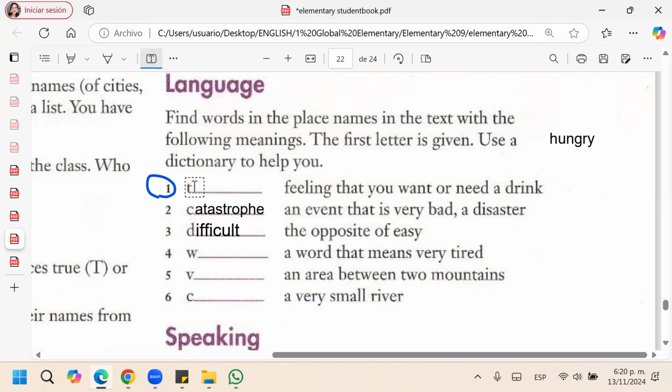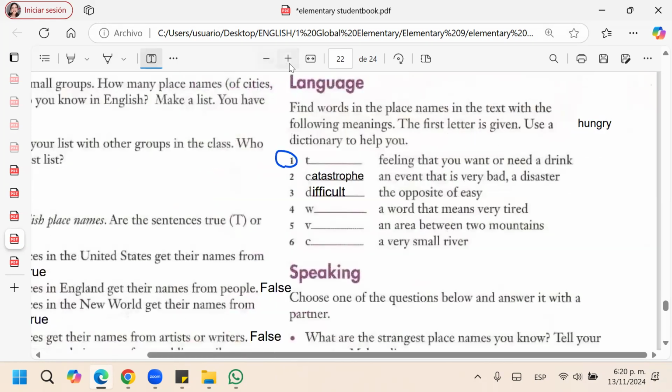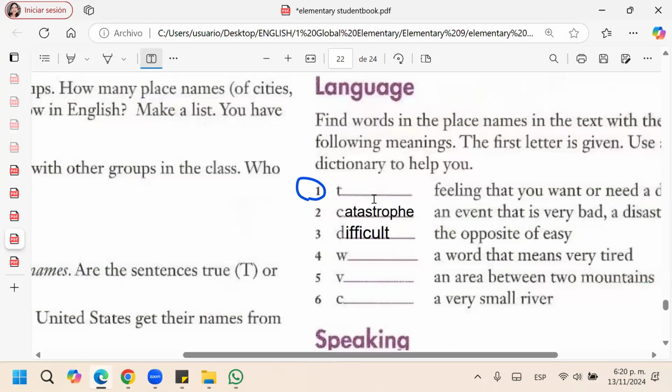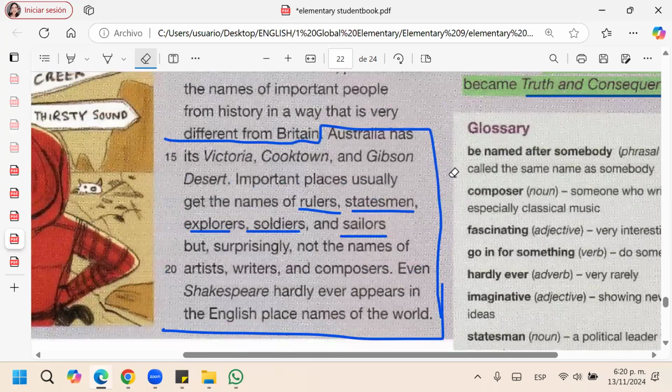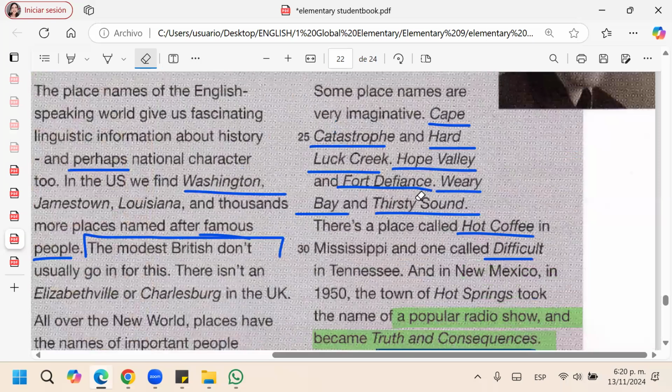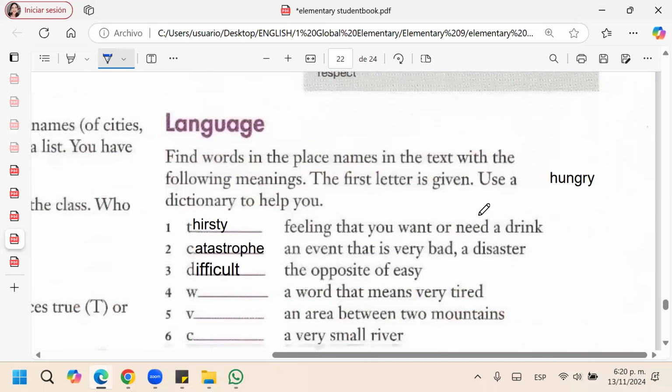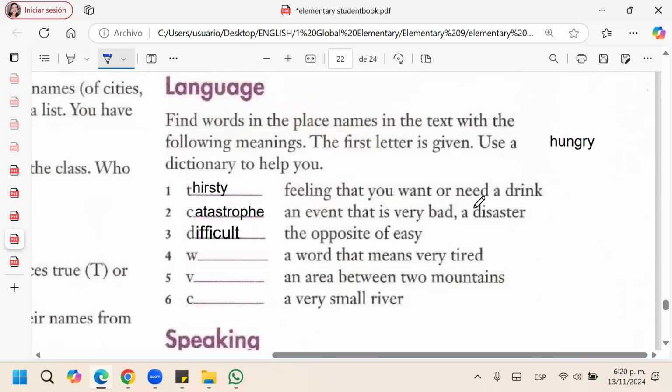Yeah. Thirdly, I don't remember the word. It's like thirsty. Yes, thirsty. Sediento. Thirsty. This one, when you want to drink something. Well, thirsty is here. Thirsty Sound. So, Thirsty Sound, sediento. Yeah, something like that. It's weird. That's why it says very imaginative places.